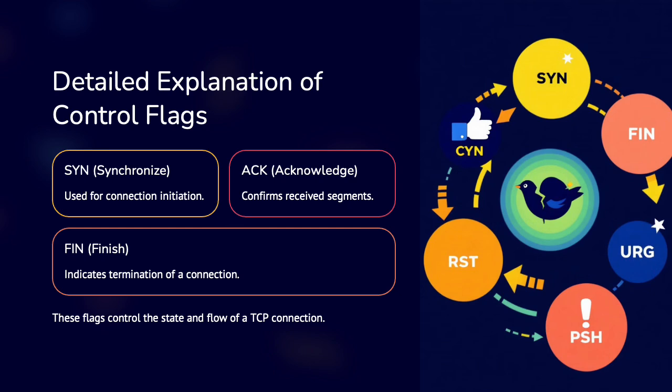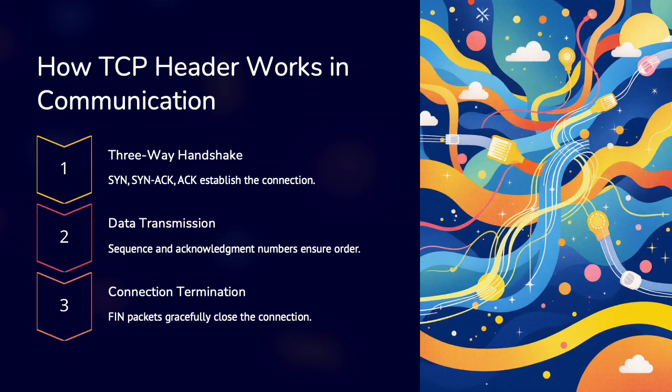Now we'll move on to the third slide on how the TCP header works in communication. Let's look at how the TCP header works in practice during communication. The most fundamental process is the three-way handshake. This is how a TCP connection is established. First, the sender sends a SYN, or synchronize packet.